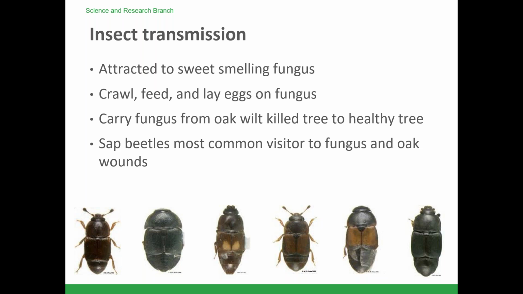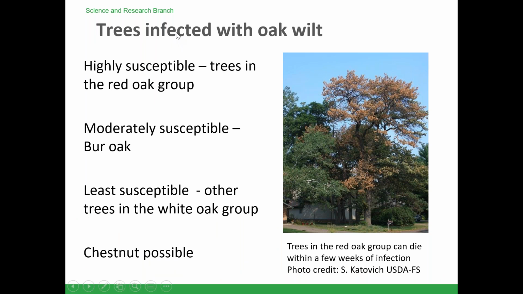There are some other insects that might play a role in oak wilt in the southern US, but the sap beetles have been found to be the most consistent vector in northern areas of the United States. All trees in North America are susceptible to oak wilt infection, but they differ in their susceptibility. Trees in the red oak group, like a black oak or a red oak, are the most susceptible. They can die within a matter of weeks of being infected by the fungus. Trees in the white oak group are less susceptible because they produce tyloses that are able to wall off the infections. And there have been some reports of Chinese chestnut plantations having infections, but that appears to be rare.